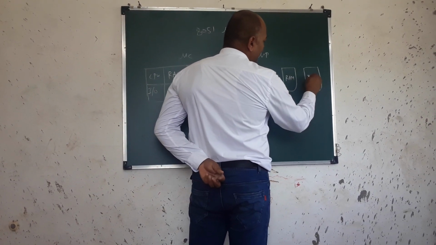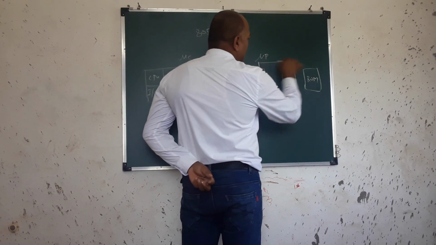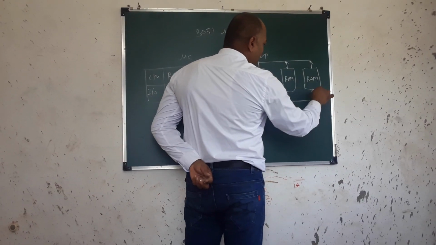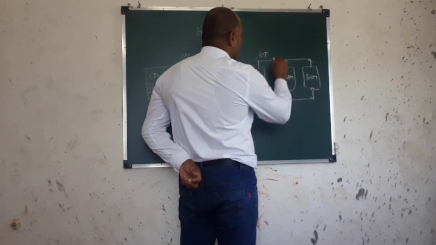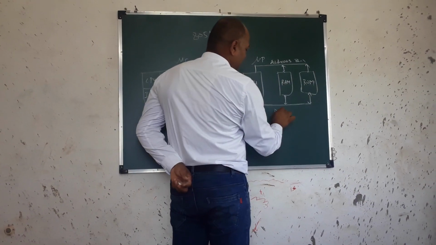With the help of the address bus and data bus, the CPU communicates with this RAM and ROM. This is the address bus. This is the data bus.